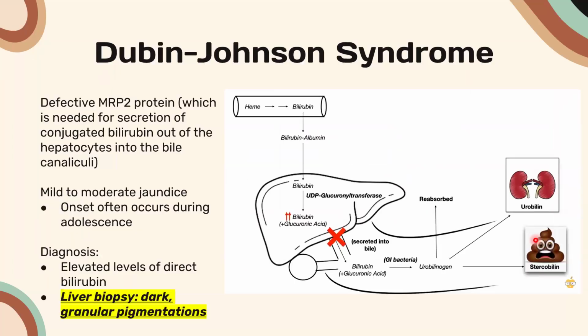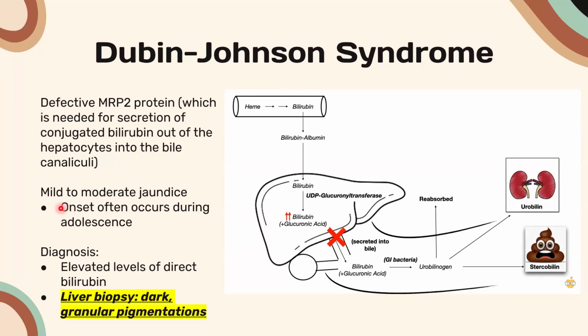Coming to the conjugated hyperbilirubinemias, okay, this is Dubin-Johnson syndrome. And so the problem here is that there is a defective MRP2 protein, which is usually present here in this diagram, okay? The MRP2 protein is responsible for the secretion of the conjugated bilirubin out of the hepatocytes into the bile canaliculi, okay? And the bile canaliculi basically transport the bile into the common bile duct, and then from that, it goes into the duodenum. But because it's a defective MRP2 protein, the bile is formed, but it just can't leave the liver, okay?